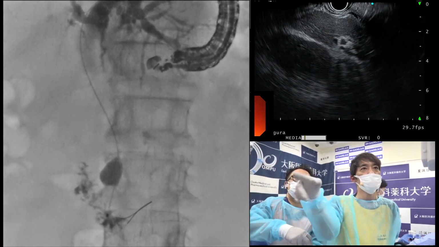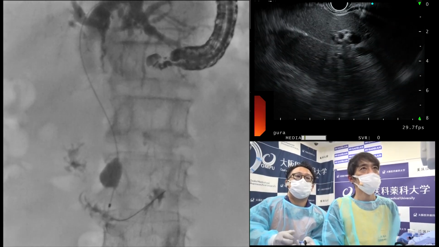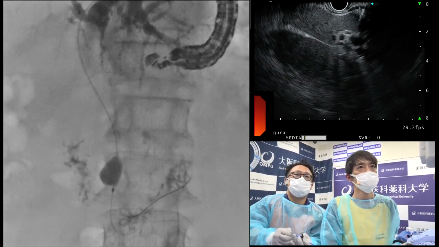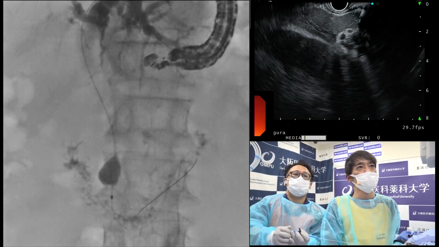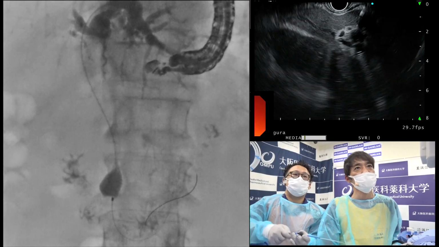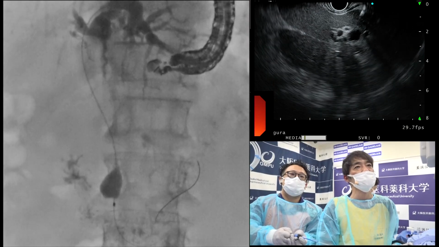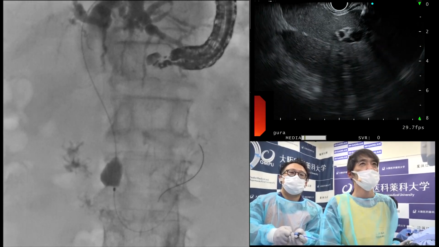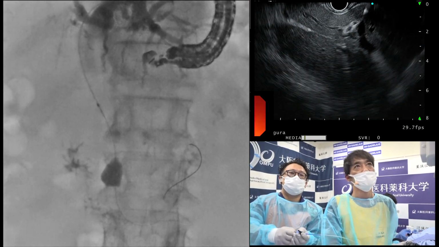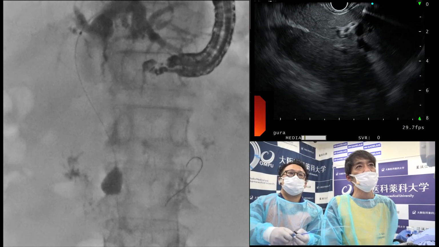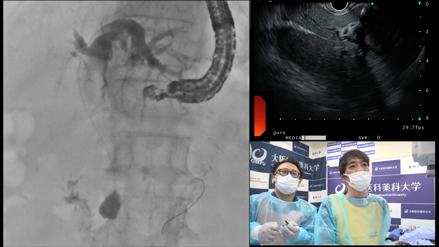Okay, right wire is stable. So now the tip is in the duodenum. Because of the obstruction site around here, we try to deploy a laser cut type transpapillary stent. Okay, so we exchange the guide wire. Also, to prevent bile leakage, usually we inject the contrast medium around here. Okay, aspirate.